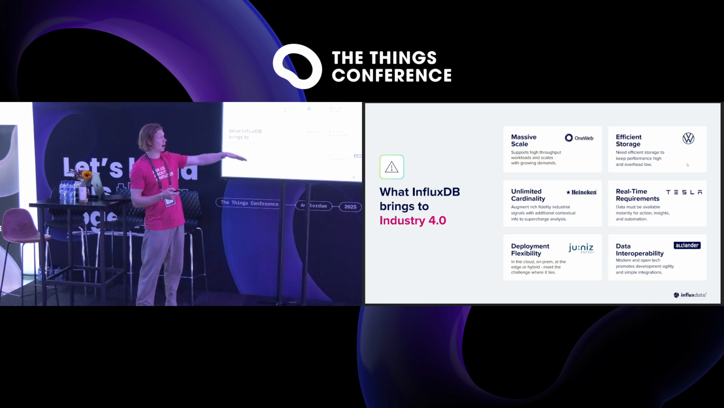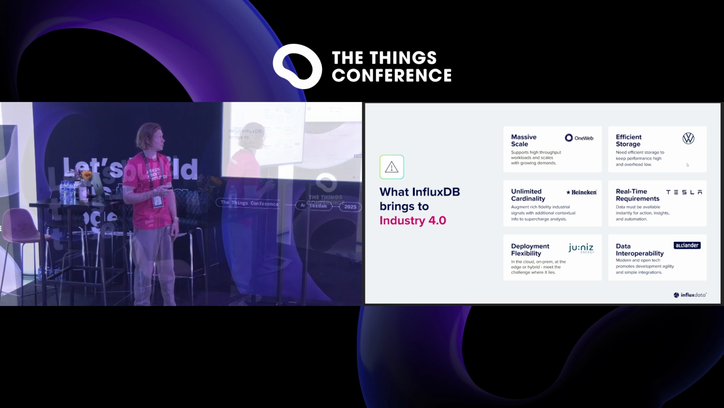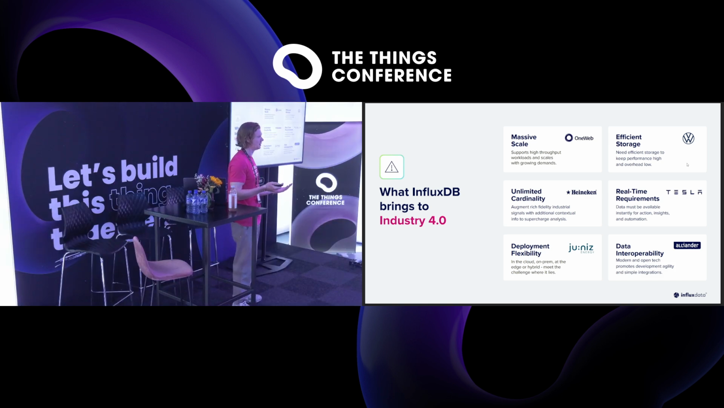So again, mapping these to what Influx would bring to Industry 4.0, the capabilities, and I've tried to put some of my personal customers against these as well. So we spoke about massive scale. Time series databases in general, not just Influx, are eventually consistent, and they decouple ingestion from storage from query. So you can fine-tune and achieve very high throughput workloads. OneWeb, for example, has gigabytes a second, tens of millions of records a second coming in to underpin their satellite operations center.